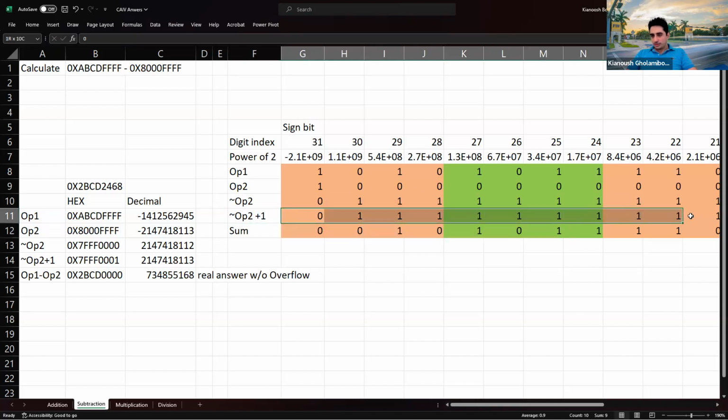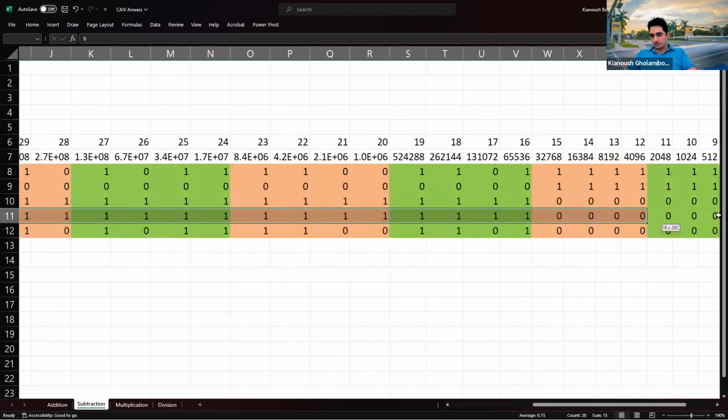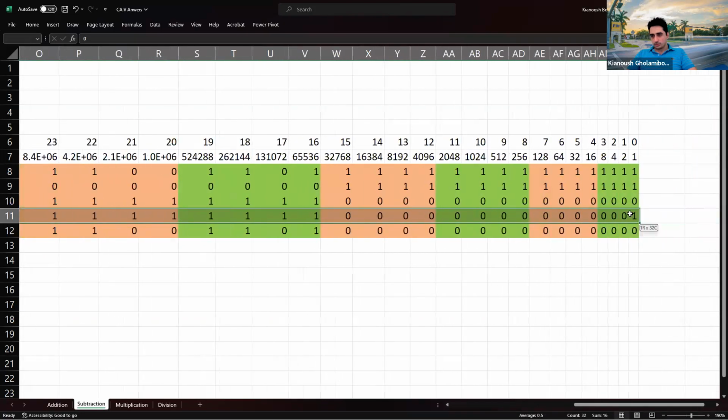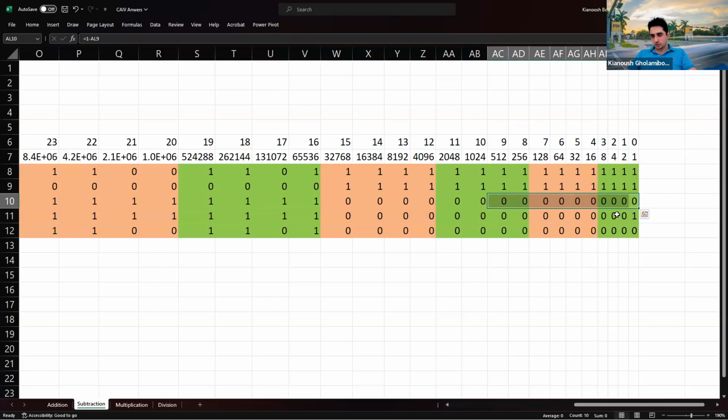That's going to be basically the value of minus operand 2. You see the difference between this highlighted row and the previous one is that this row is the previous row plus 1. You see this bit has changed from 0 to 1.